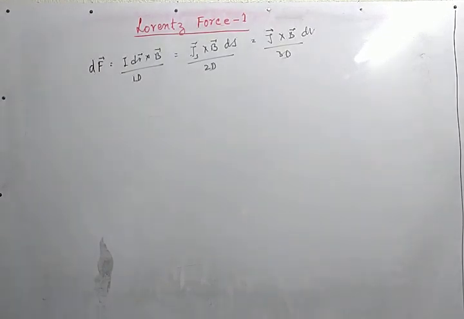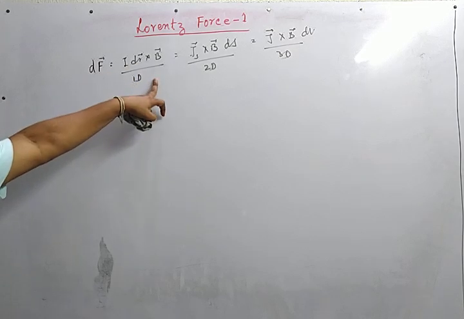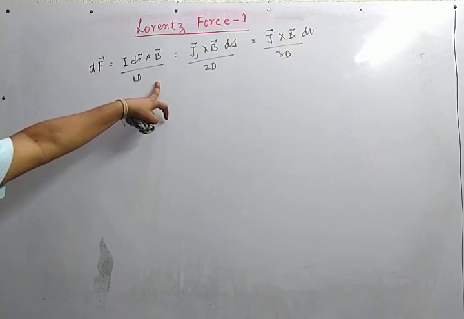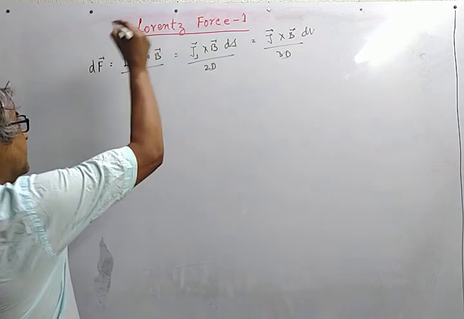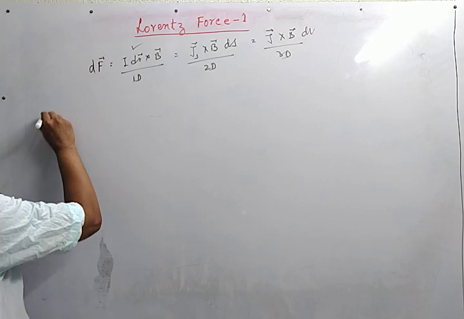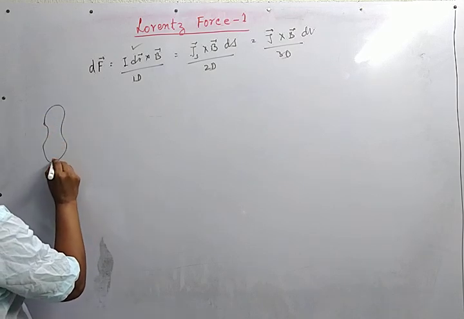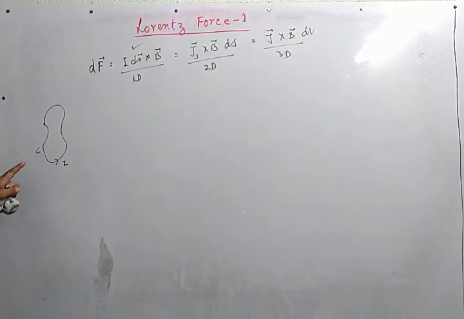Now we shall apply this expression, that is, the expression of force that acts on a current carrying conductor when placed in a magnetic field. We consider the conductor to be in the form of a wire. So that is to say we are considering this expression right now. We have a closed conductor which carries current I, and the loop of the conductor or the path of the conductor is called C.